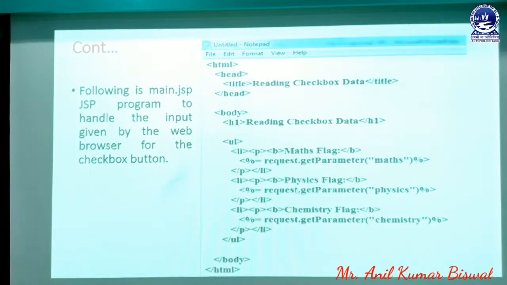Similarly, in the next line we have another statement for physics. Whether physics is selected or not selected is shown through this expression tag, which uses request.getParameter with the name physics. That means physics is the name of that checkbox, and whenever the user selects it, it automatically retrieves its value. If the user does not select it, then there is no value in it.